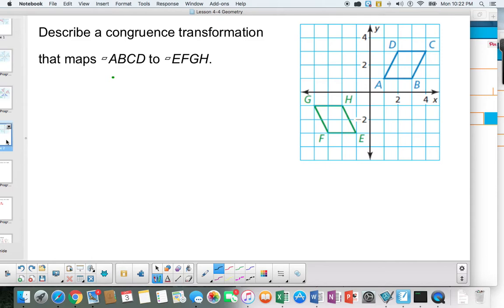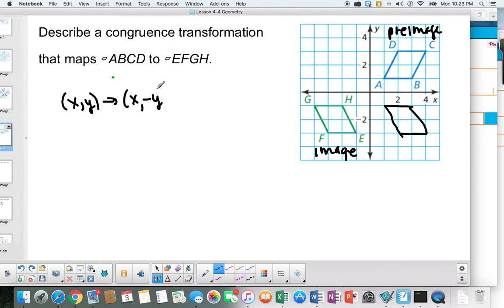Let's take a look at this. Describe a congruence transformation that maps. Now this is the pre-image. That's where we're starting from. And we want to see how we can get to the image. All right, now it looks to me like I can reflect over to this other side. So I'm going to write x comma y, and I can reflect ABC to this figure right here, and that's going to be x comma opposite of y.